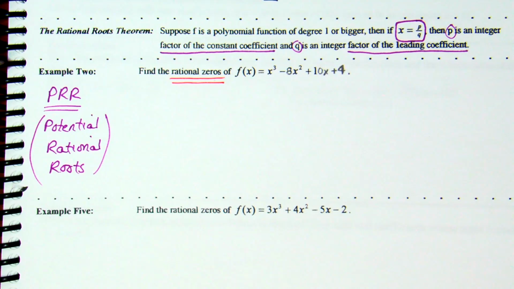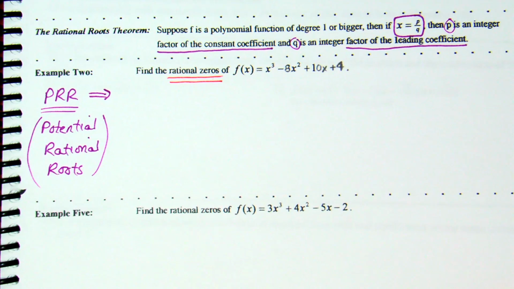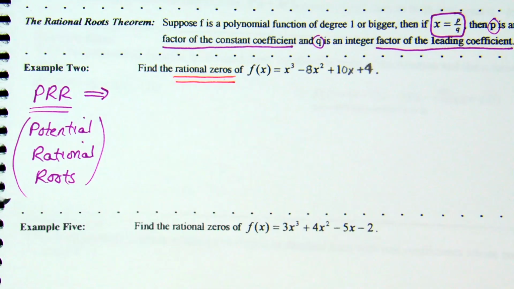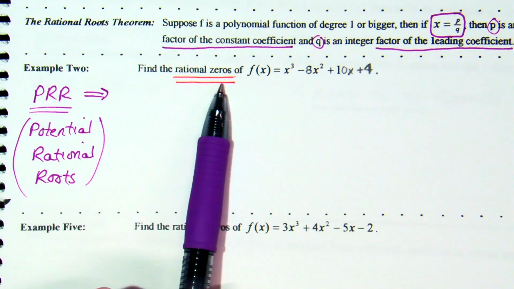So when we start talking about trying to find our PRRs, or potential rational roots, we're going to use that rational roots theorem, and what we're going to find is a list of possible roots. Are they all going to work? No, that's why they're possible or potential rational roots. But they're going to be possibilities, and your rational roots are in that list somewhere. Okay? And realize when I'm talking about roots or zeros, we're talking about solutions to these problems.